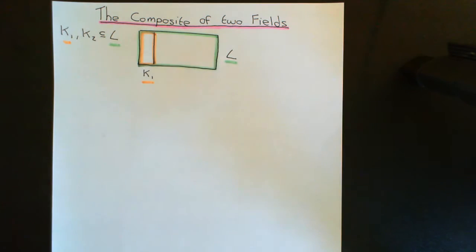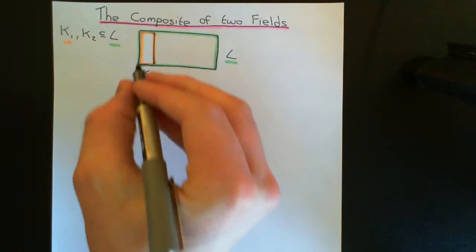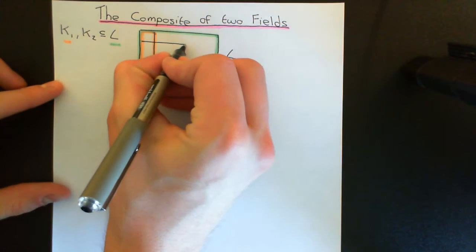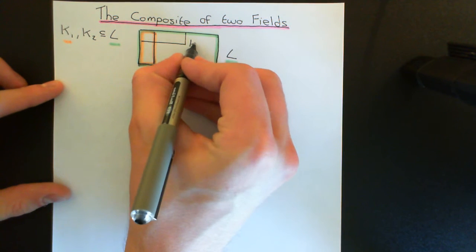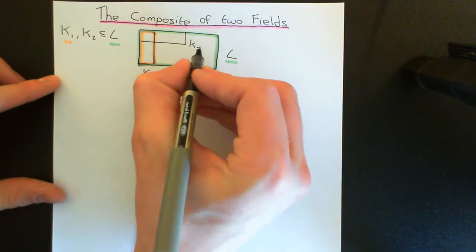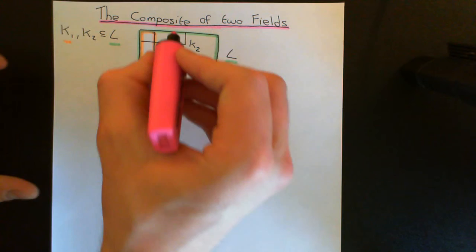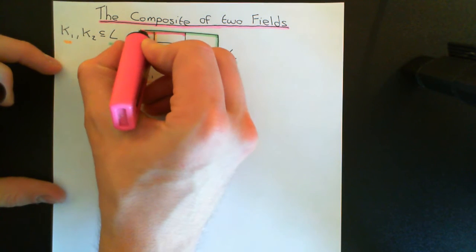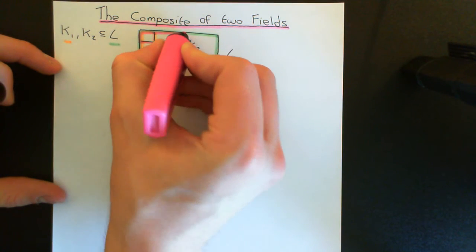Of course K2 and K1 will have a non-empty intersection because both of them have to contain the additive identity and the multiplicative identity from L, so I'll have them intersecting here with a non-empty intersection. This is going to be K2 here, and we'll colour K2 in vivid purple, like so.